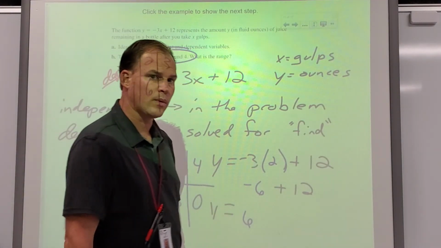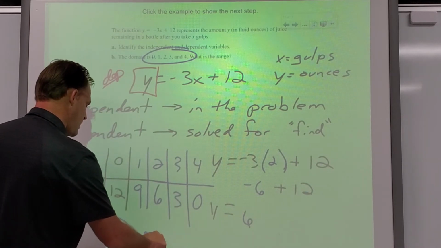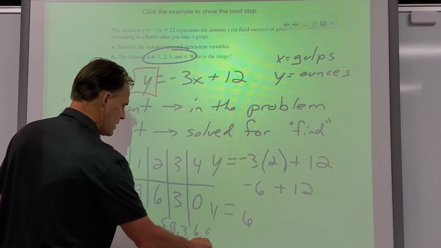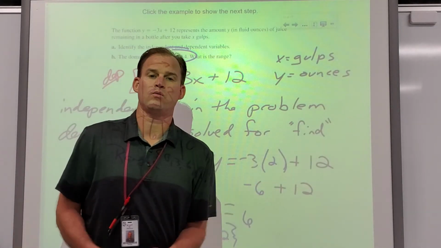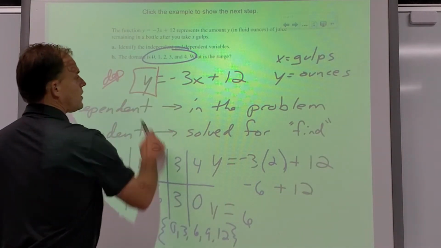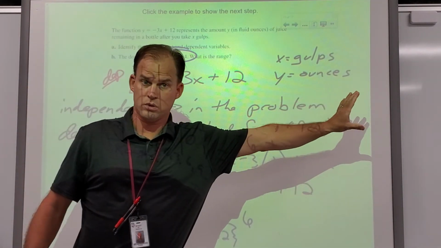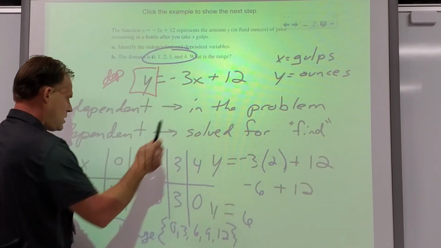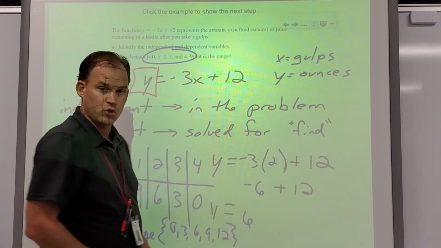So again, usually we write that least to greatest. So the range, I don't know if this is shown on the video or not, 0, 3, 6, 9, 12. Just write them out. So lots of things going on here. Dependent is the one it's solved for. Independent is the one you plug in for. Write this in your notes so hopefully you remember it. When it gives you a domain, those are the numbers you plug in. The range is the answers you get out.